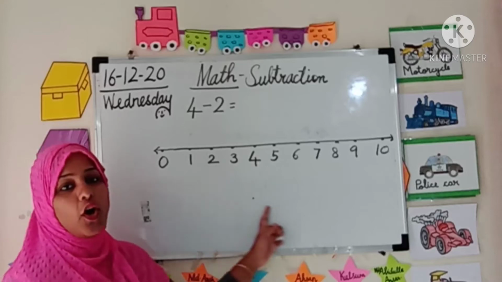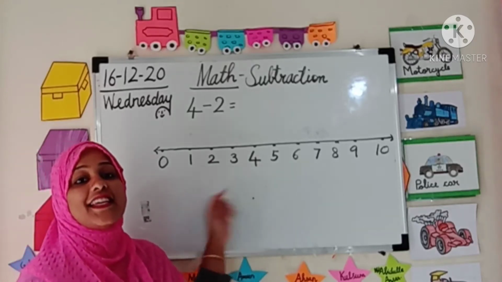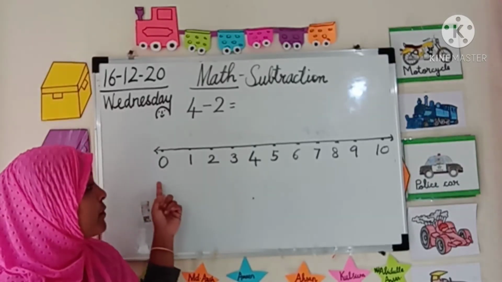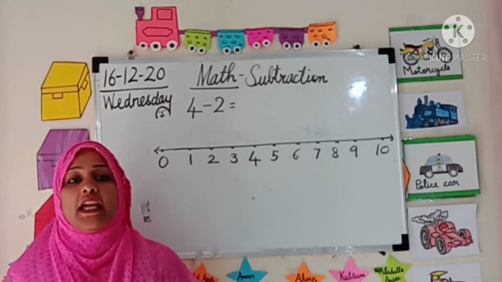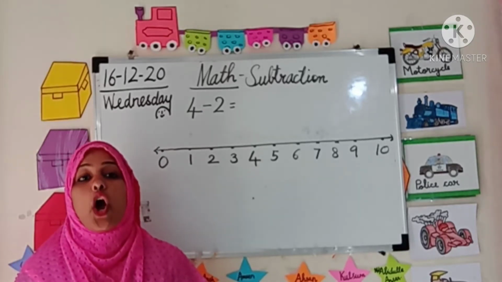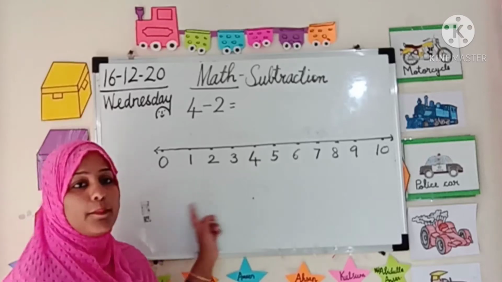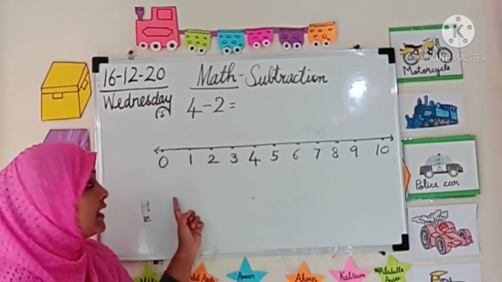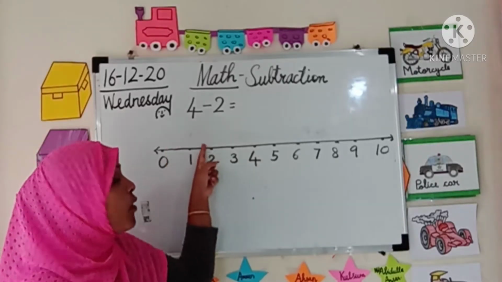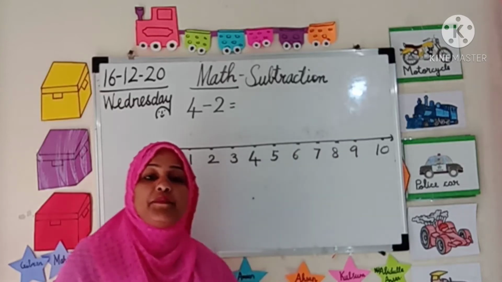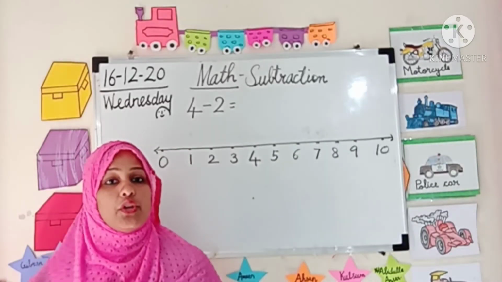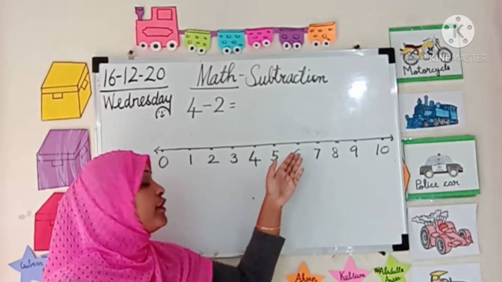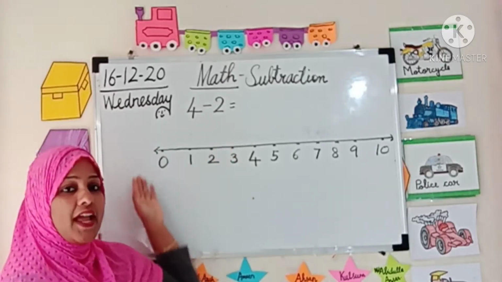As you can see on the board, what is this? This is a number line. You can see numbers on it from 0 to 10. In the previous classes, you all learned addition on the number line. When we add numbers on the number line, we move forward. But subtraction means we need to take away things. So here we are going to move backwards, the opposite direction.